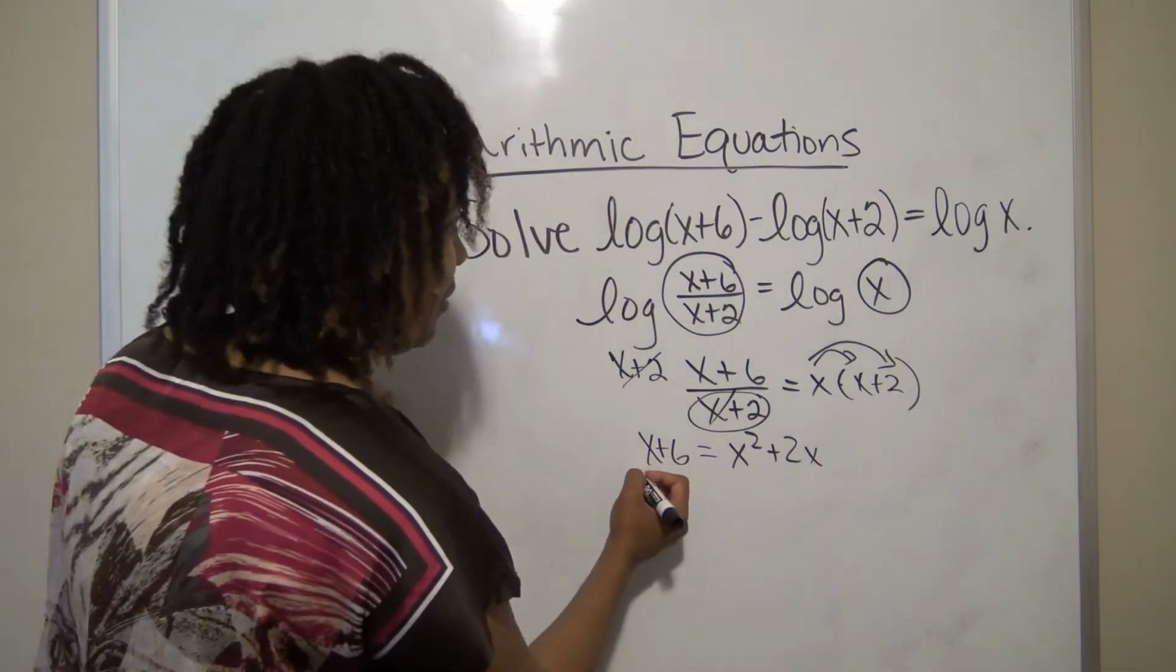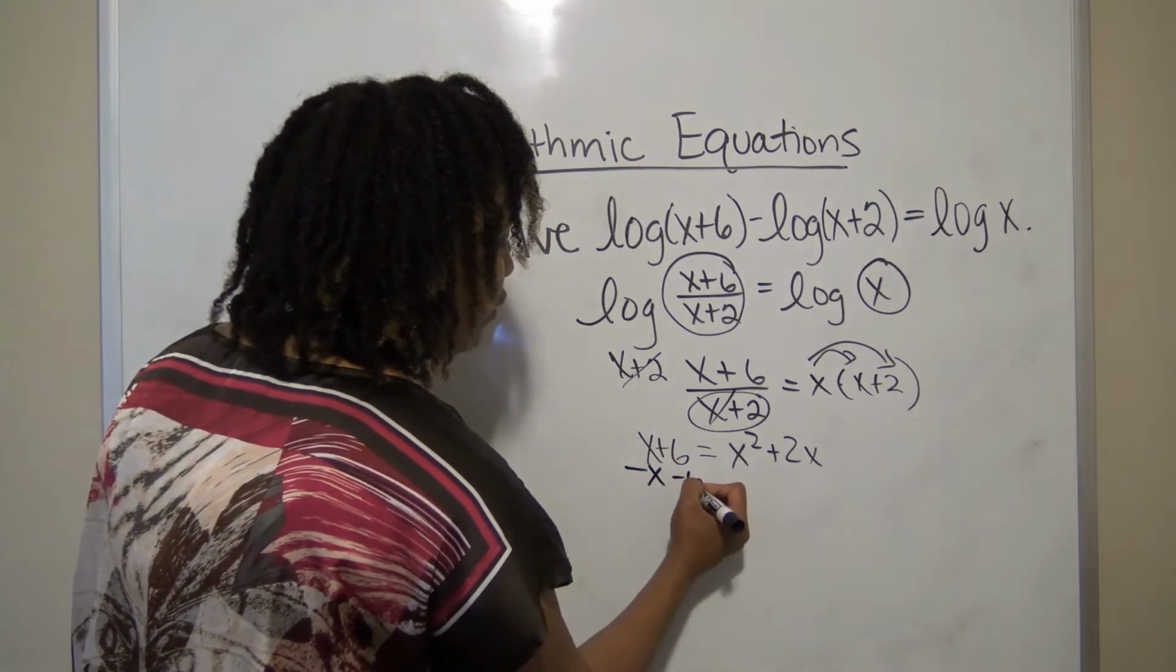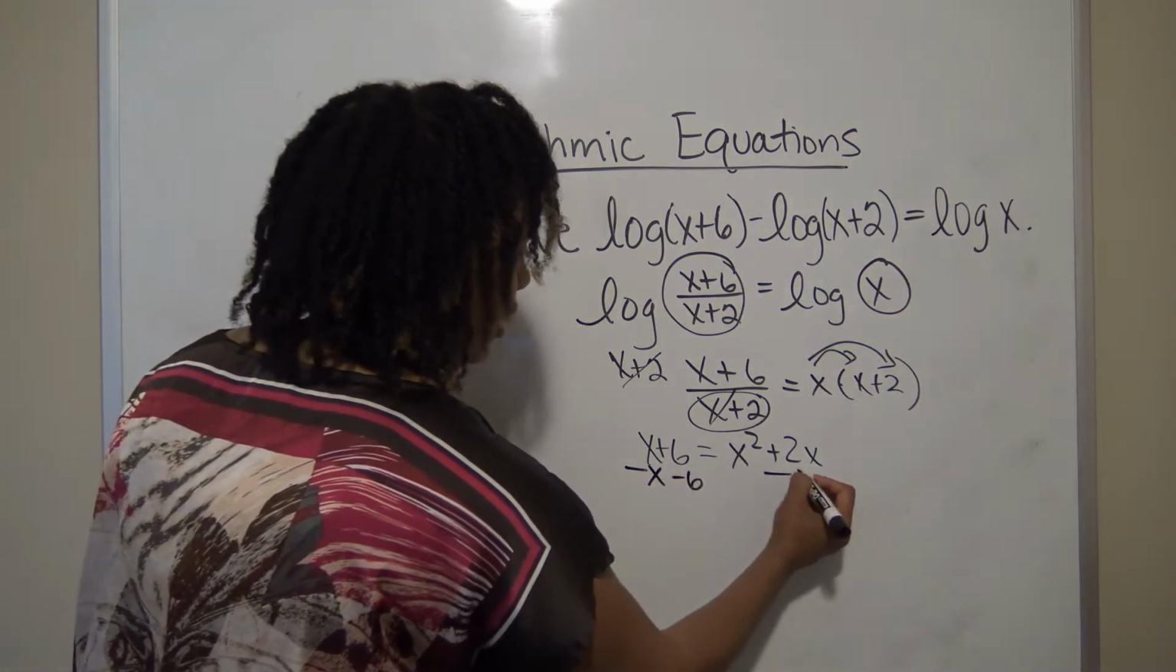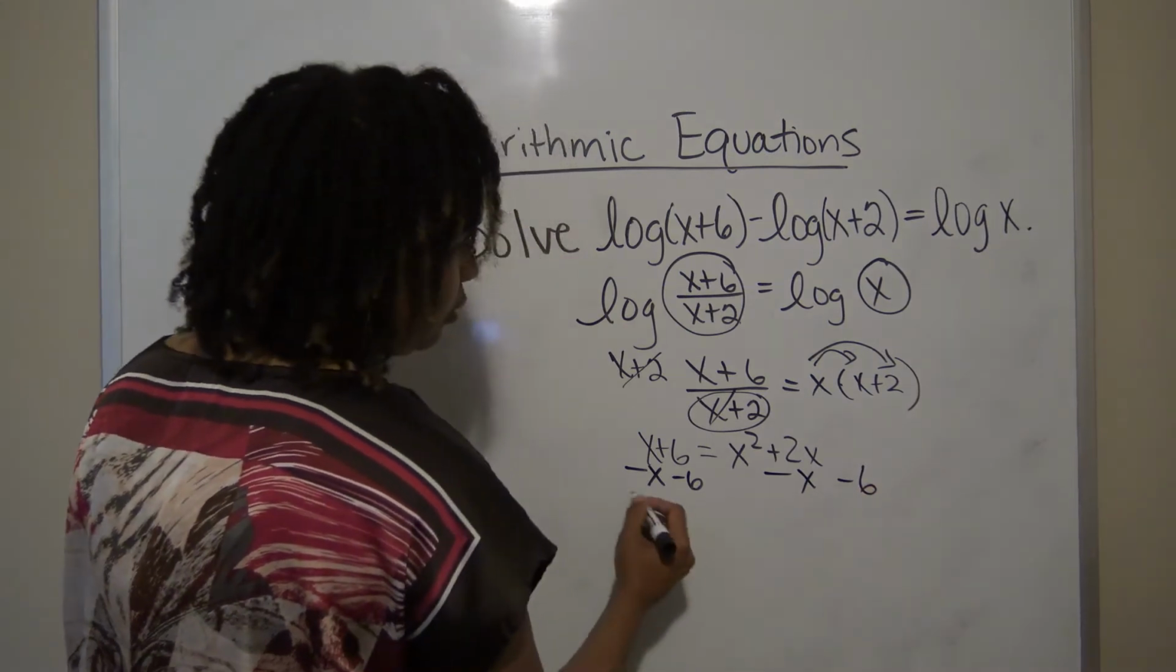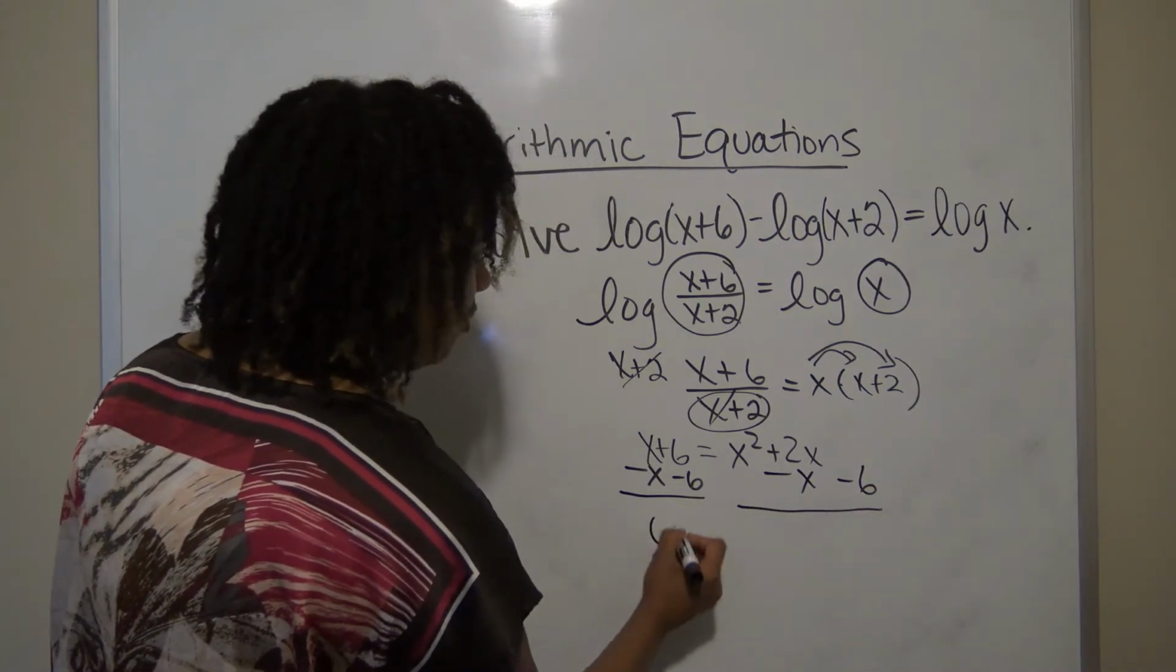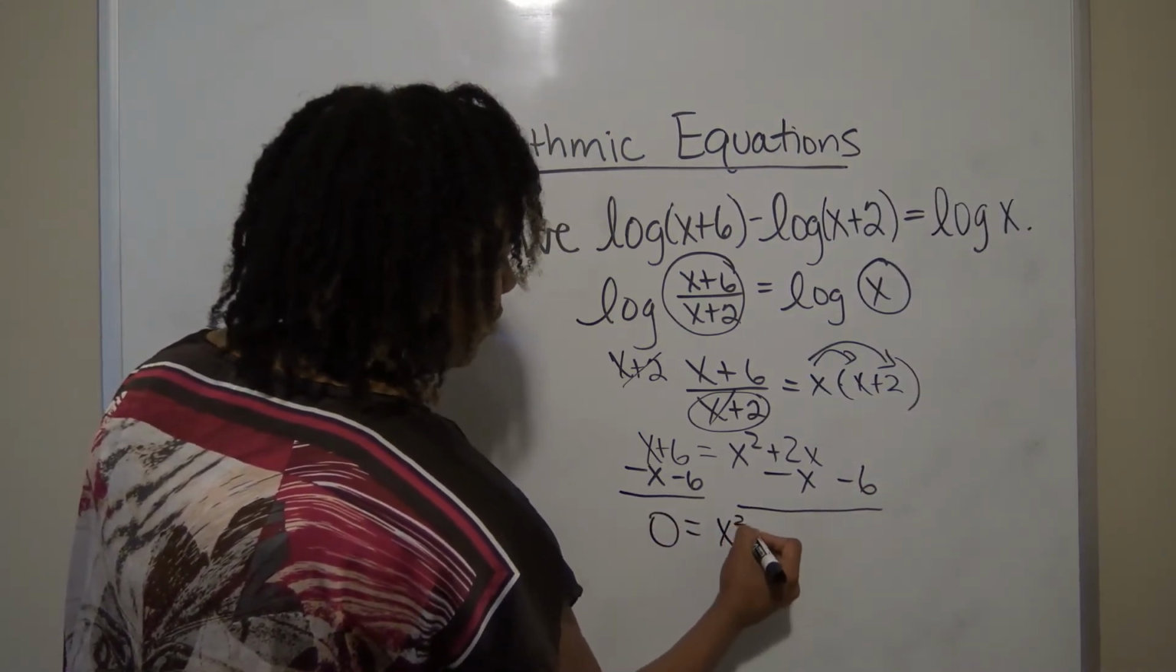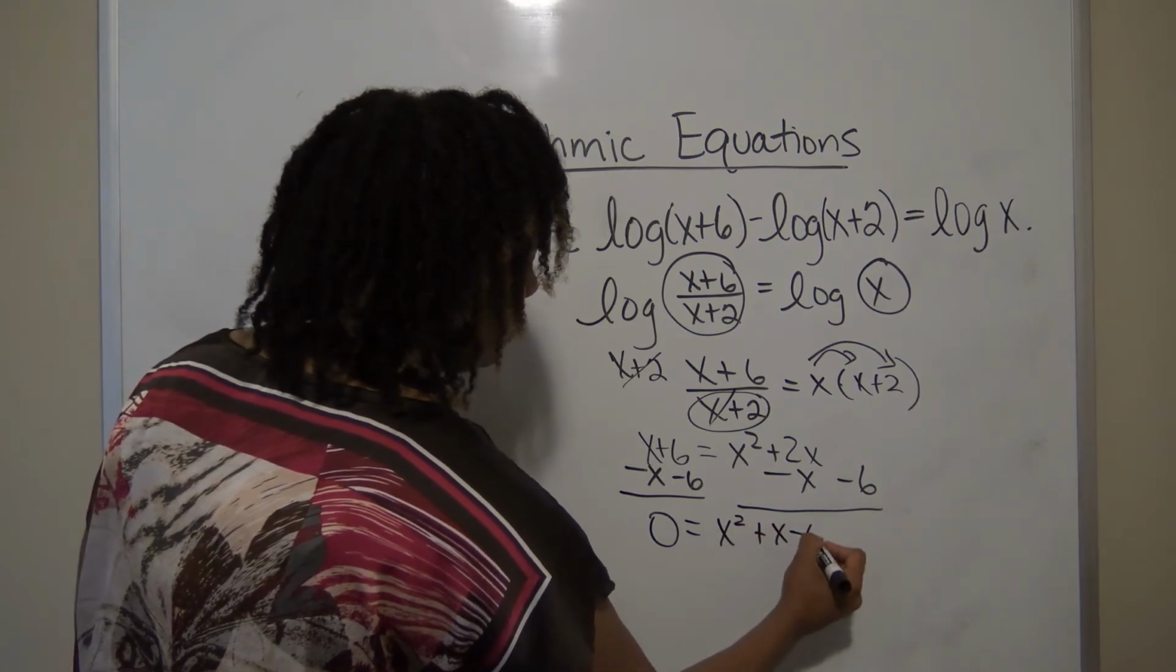So what that means is that I'm going to move this x over here and I'm going to move the 6 over here. So I'm going to subtract x from both sides and I'm going to subtract 6 from both sides. That'll give me 0 over here. That'll give me x squared plus x minus 6.